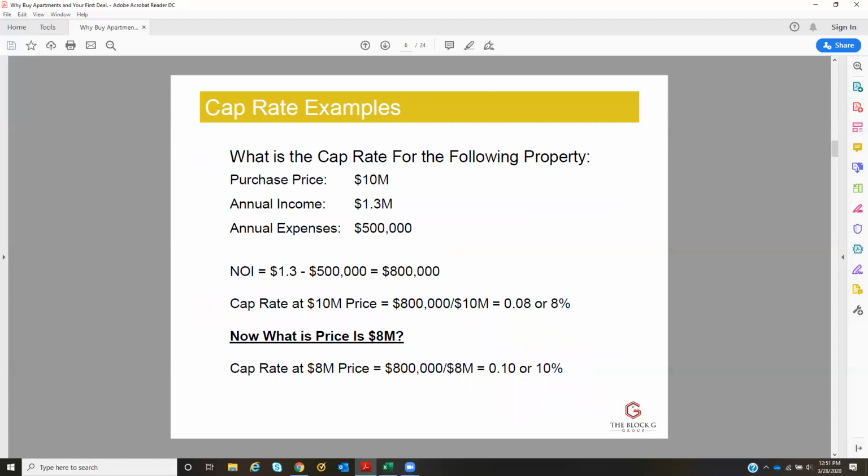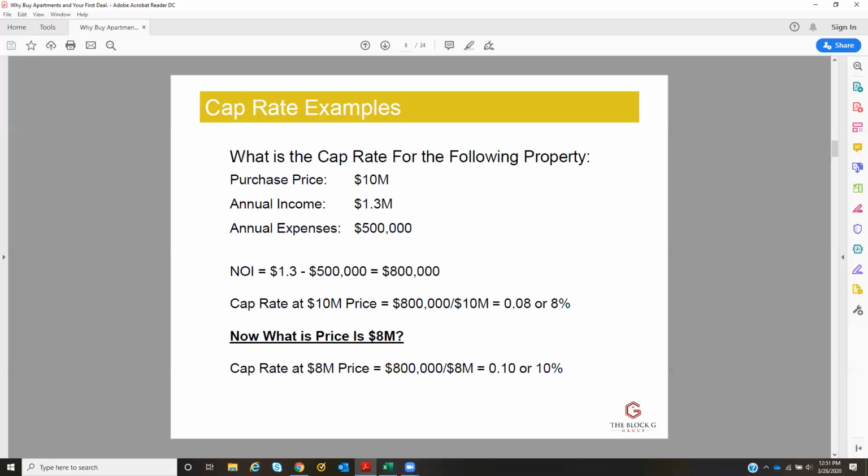So let's take a look at an example of a cap rate, right? We got a property we're purchasing for $10 million. The annual income is 1.3, and your annual expenses are 500,000, right? So the NOI calculation in the middle is 1.3 minus your 500,000 in expenses. So your annual income minus your annual expenses gives you 800,000, which is your NOI, right? So you then divide your NOI by your purchase price. That gives you an 8% cap rate.